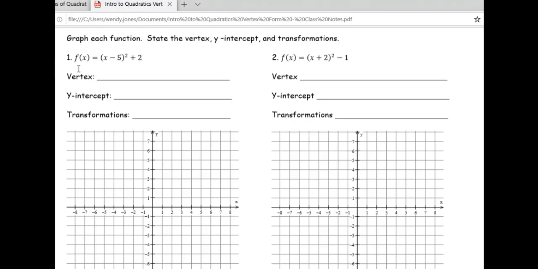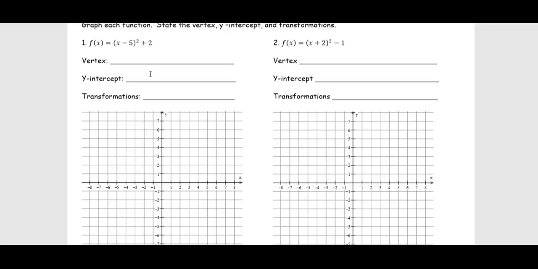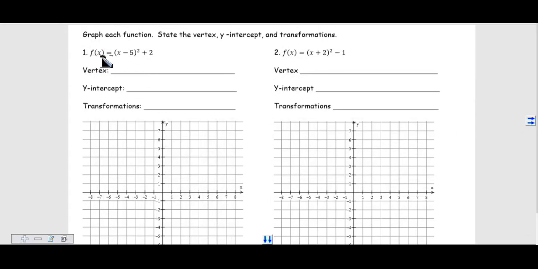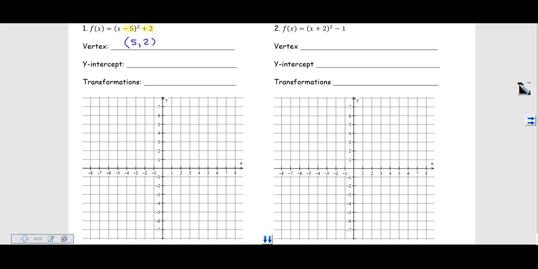In number 1, you can see I've got my function. It's written in vertex form, but you might notice that instead of y equals, they've written f of x equals. Don't let that throw you off. F of x and y are completely interchangeable. The first thing that I'm supposed to identify is my vertex, and I told you that the vertex comes from the h and from the k. I told you something very important about the h. The h will always change signs, so it's going to become positive 5, and the k will remain the same, positive 2. This will be the very first point that we put onto our graph.